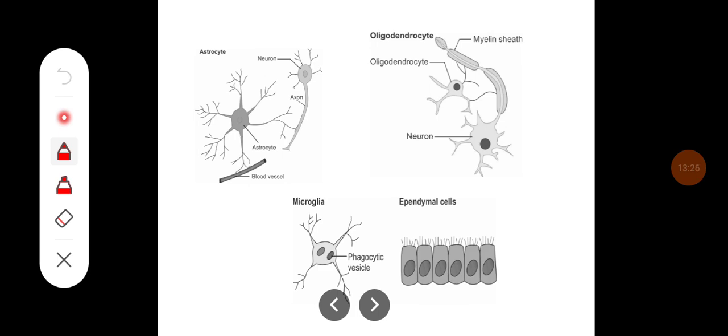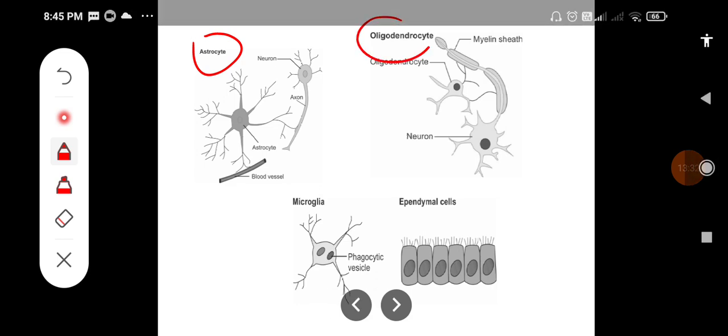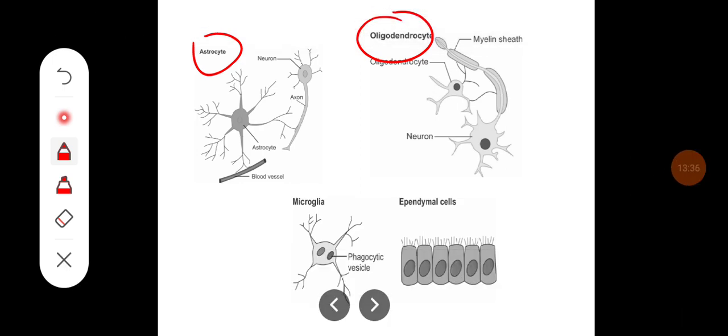Okay. So these are the different structures. These are the astrocytes, which are star shaped, and these are the oligodendrocytes, the function of which is mainly the myelination of the nerve fibers, and one oligodendrocyte can myelinate as many as 40 neurons. And these are the microglia, which have a phagocytic activity in the central nervous system, and these are the ependymal cells.